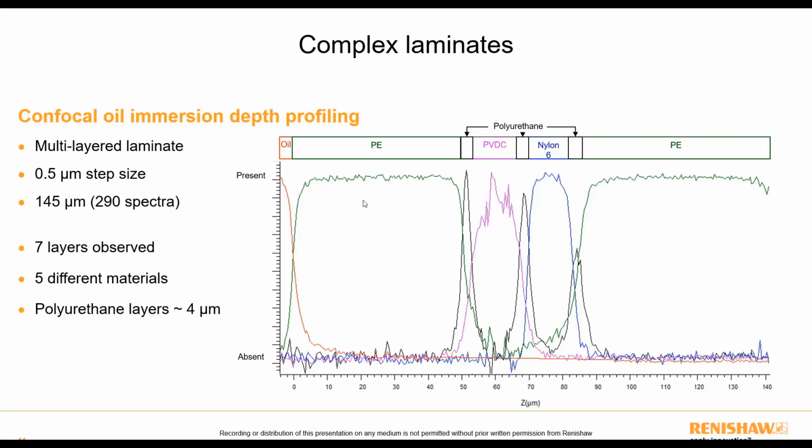And also because of the oil immersion, we've got really high efficiency, even deep into the sample, so well over 100 microns in depth. If we were using an air objective, we'd be very limited to around 10 to 20 microns at most before we start to lose a lot of Raman signal and our confocality drops away very quickly.